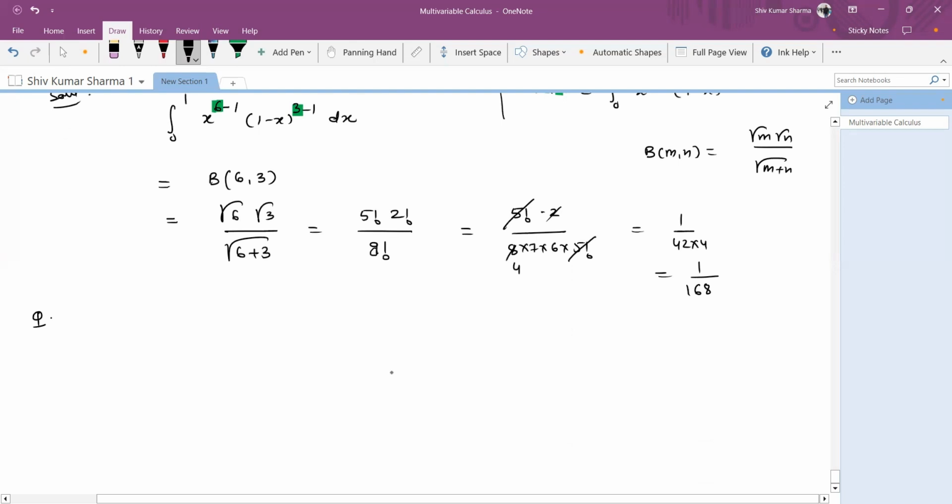Now we take more problems related to other properties of beta function and gamma function. We have a question related to other properties. Evaluate the integral from 0 to infinity of x raised to the power 4 into 1 plus x raised to the power 5 upon 1 plus x raised to the power 15 into dx.